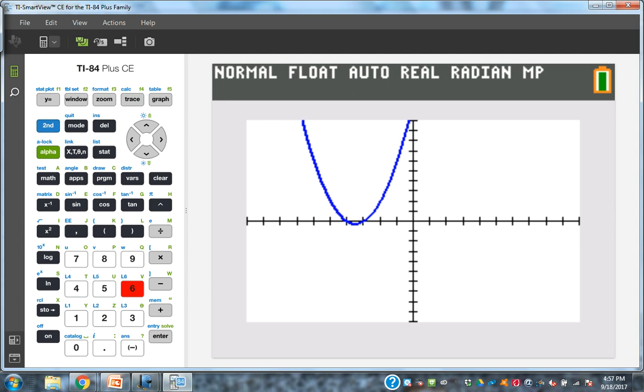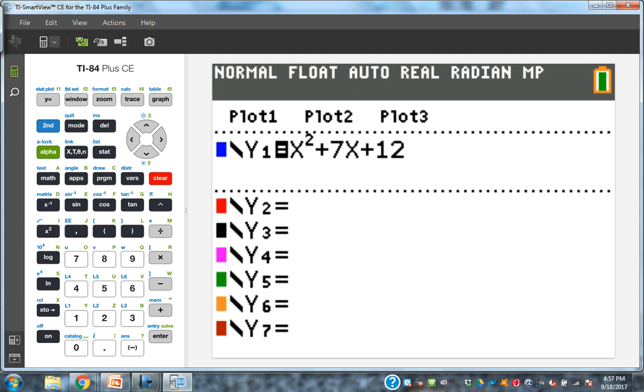We could look at the graph of that. I'm going to clear out that other one. I'll type in that equation, 2 parentheses. Right above the 8 and the 9 is where your parentheses are. X minus 3 squared and then plus 4. Hit graph.